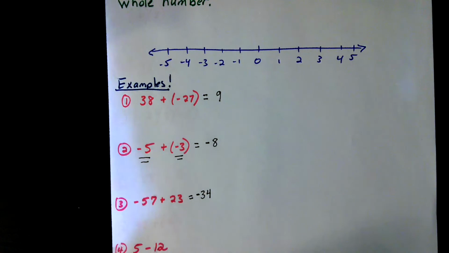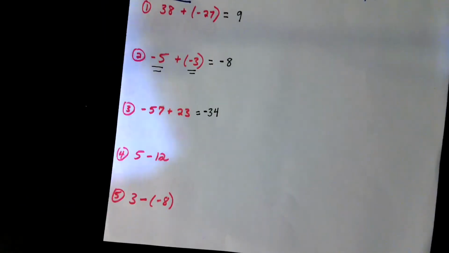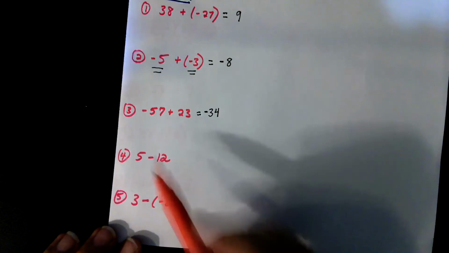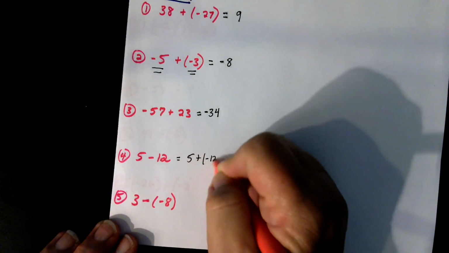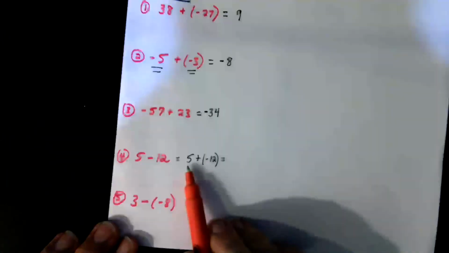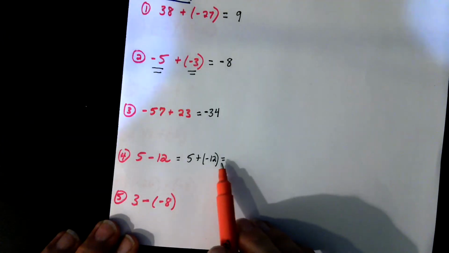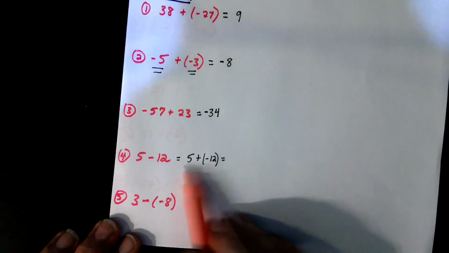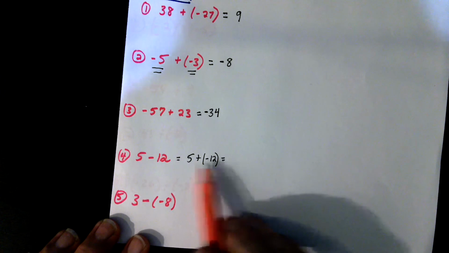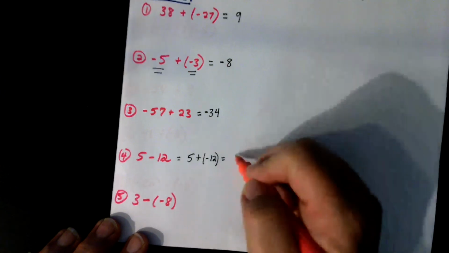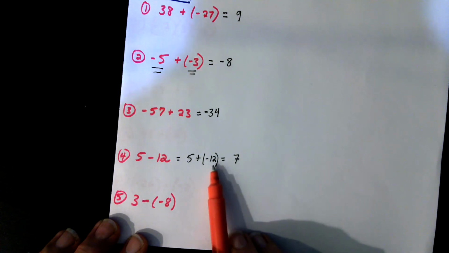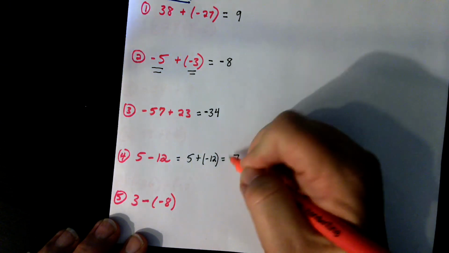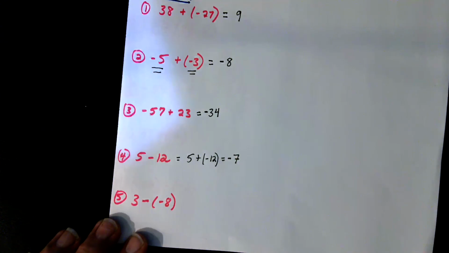For our next example, let me slide this down. We have 5 minus 12. So that can be written as 5 plus a negative 12. So the 5 is positive, the 12 is negative, the signs are different. So we take the difference of the numbers. The difference of 5 and 12 is 7. And then we take the sign of the larger number. The larger number is 12, and it's negative, so my answer is a negative 7.